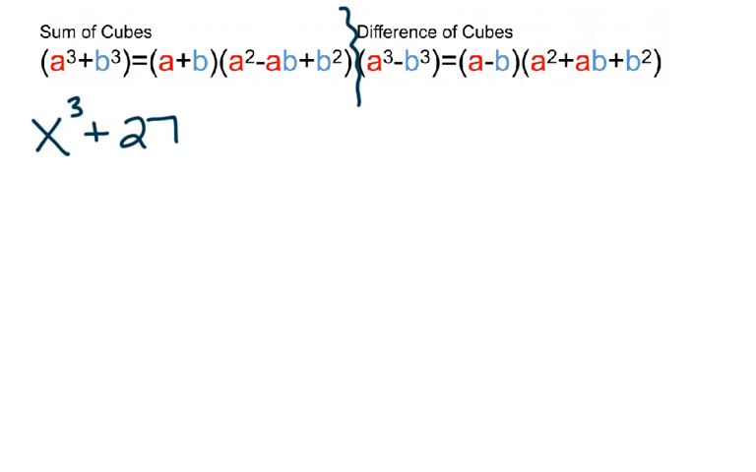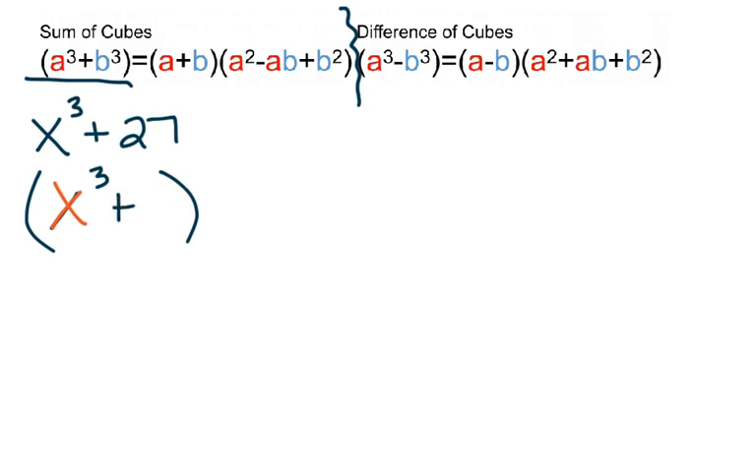Okay, so the only difference between the sum and difference of cubes are the signs. So sum means plus sign, difference means minus sign. So we're looking at the sum of cubes for our example. So the first thing I'm going to do is I'm going to rewrite it so it looks like this. Okay, so what this is saying is something cubed plus something cubed. So x cubed would be an x cubed. Like if I cubed an x, I would get x cubed.